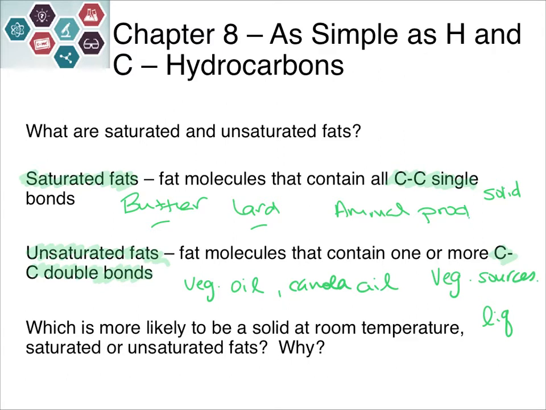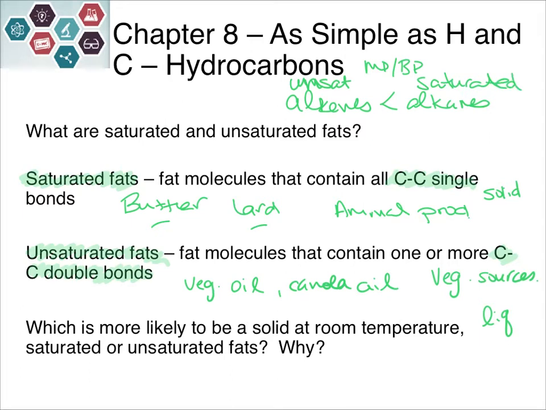Does this make sense with the melting point order that we talked about earlier? It does. We said that alkenes have a lower melting point and boiling point than the alkanes, which means the unsaturated have a lower melting point than the saturated. So if it has a lower melting point, it's more likely to already have melted and be a liquid at room temperature versus the saturated hydrocarbons.